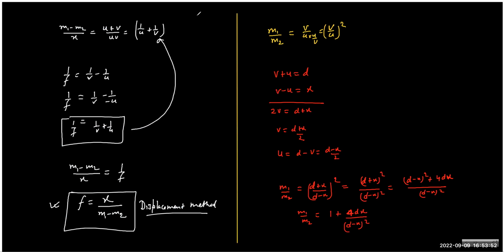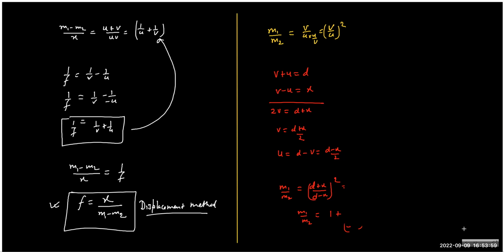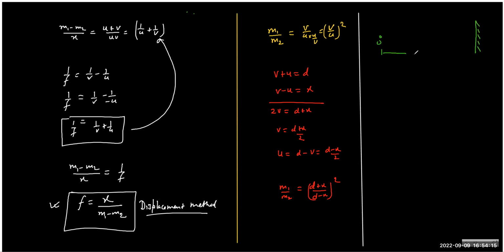Of course, I don't know what use this may have, but right now I don't recall what use we can actually make of it. There was some problem in which we were supposed to use something like this. So, example: object to screen, 100 centimeter. This is, let's say, 30 centimeter.